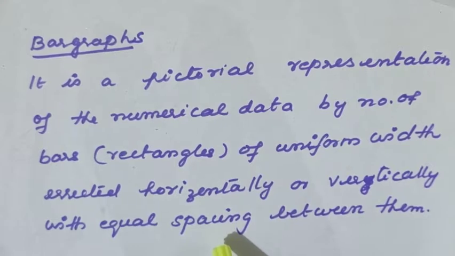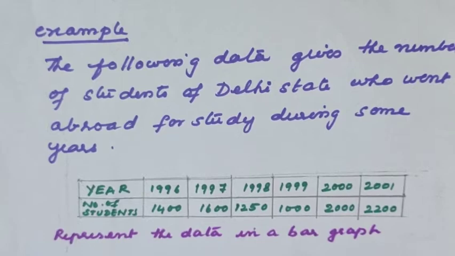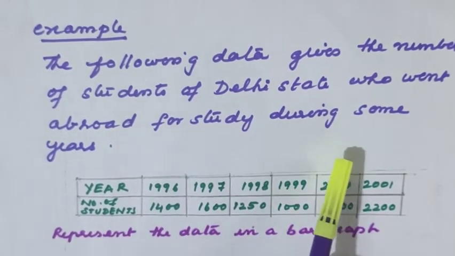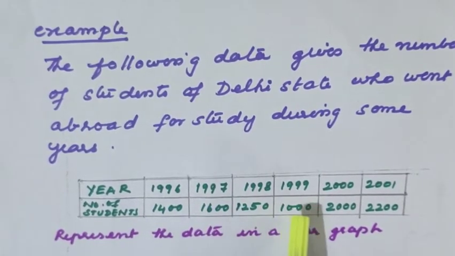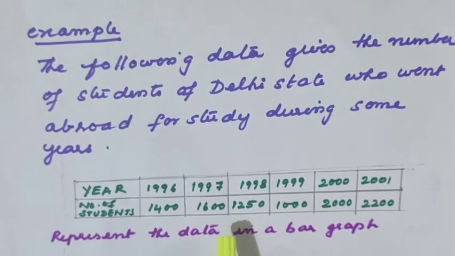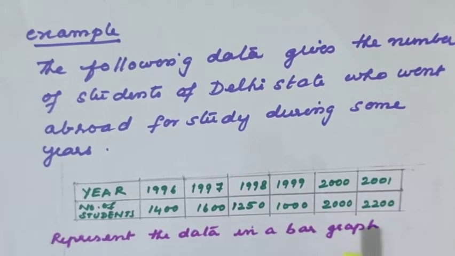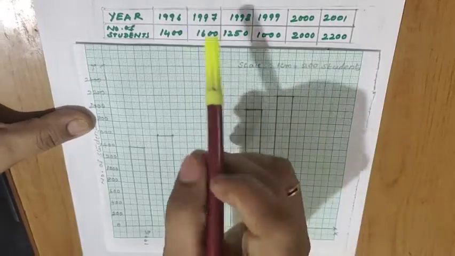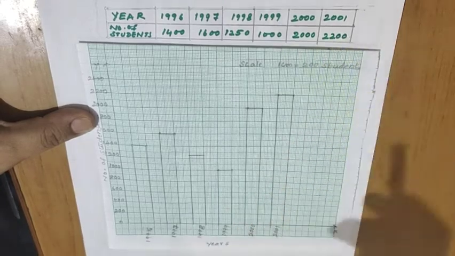Now we can see one example. The following data gives the number of students of Delhi state who went abroad for study during some years. Year 1996, 97, 98, 99, 2000, 2001. Number of students 1400, 1600, 1250, 1000, 2000, 2200. Represent the data in a bar graph. Now the table is 1996, 97, 98, 99, 2000, 2001.